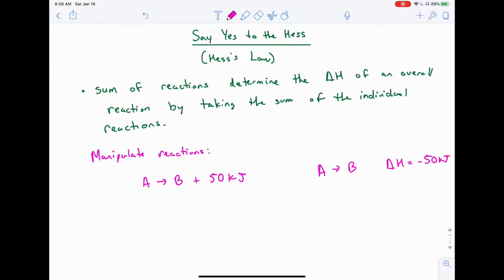Yes, Aishini? It's in terms of the reactants, yes, if you want to think of it that way, correct.